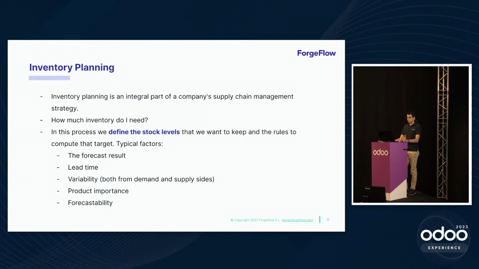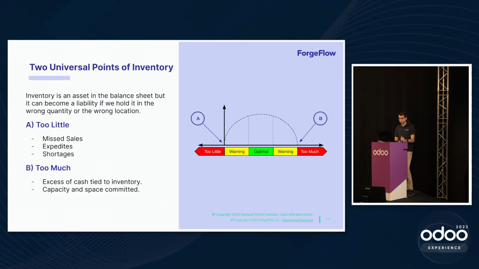You can include some influence by the product importance, by the forecastability, and in some cases, if a product is important in your business, you can give it priority and have more safety stock for that. So have a higher stock level to better protect your important product.